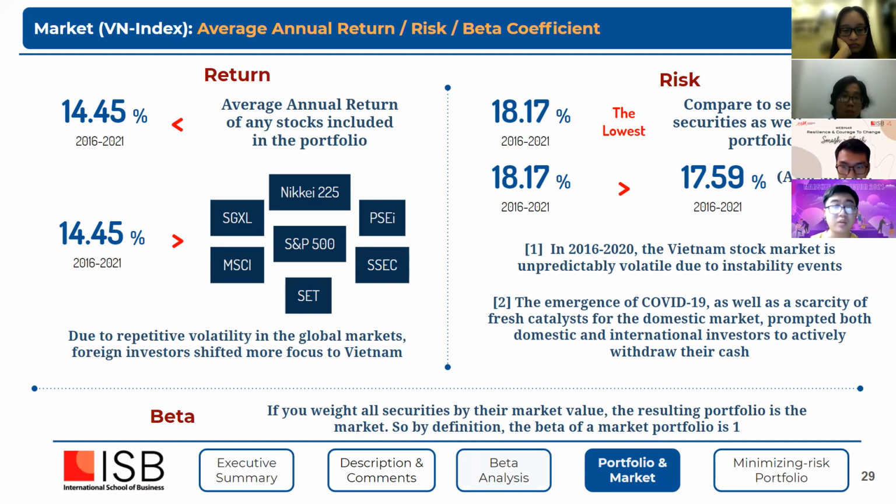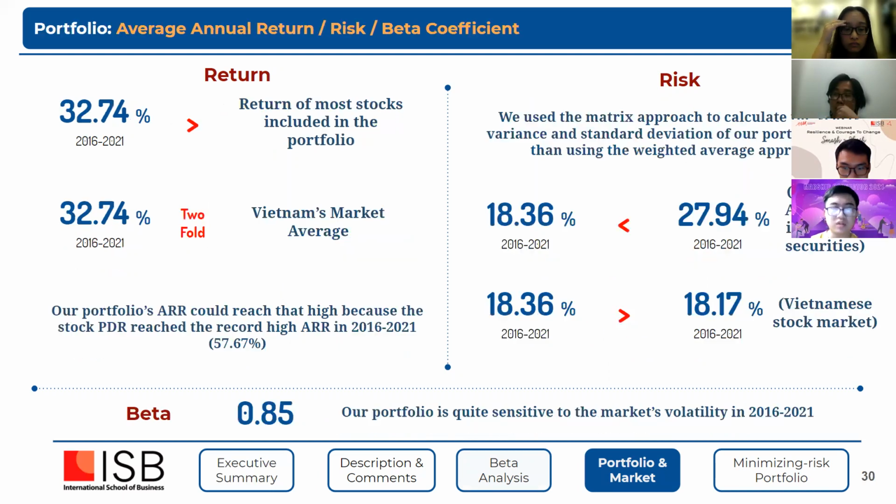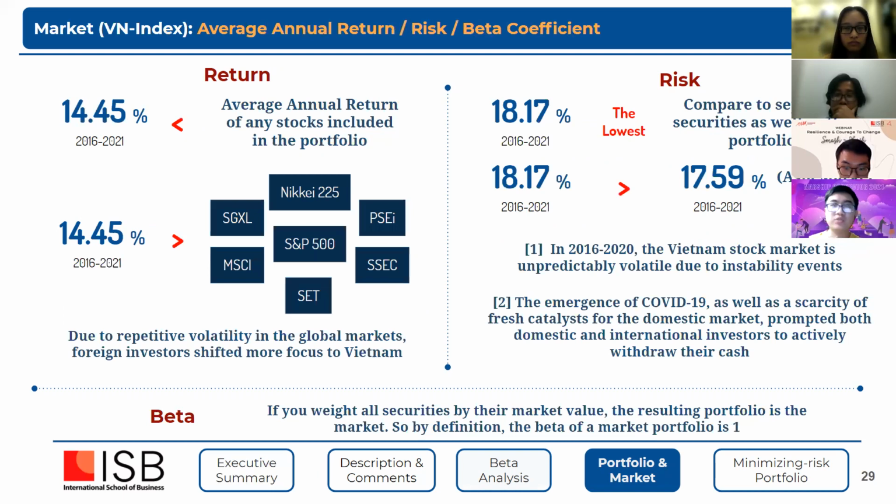First, during the 2016-2020 period, the Vietnam stock market was unpredictably volatile due to instability events such as the Brexit phenomenon, the winning of Donald Trump's presidency in the US, and especially the ambition of China to conquer Asia. Secondly is the emergence of COVID-19, as well as the scarcity of fresh catalysts for the domestic market, causing both domestic and international investors to actively withdraw their cash, resulting in a difficult period for the Vietnam stock market.